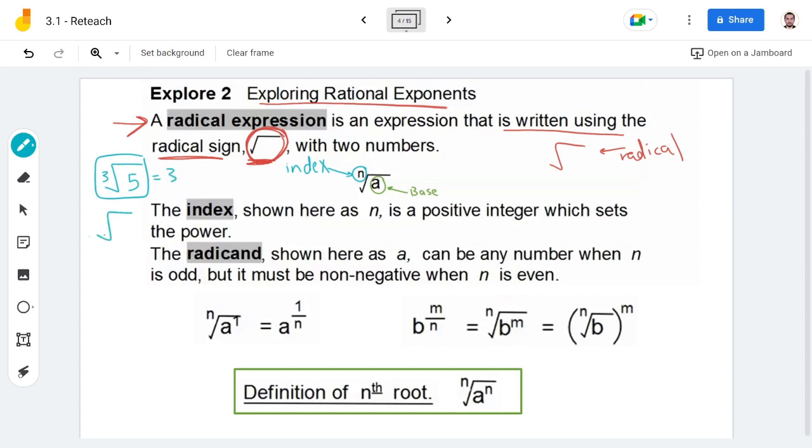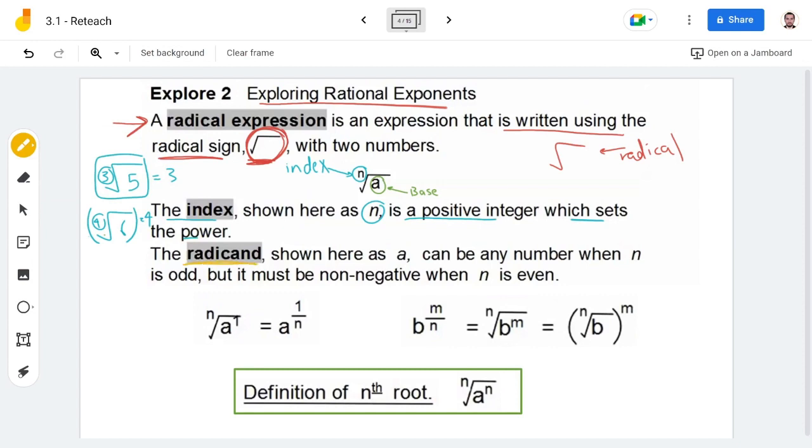What is the index for this question here? The index is 4. So the index is always the small number, or let's say the degree of the root. If we read here, the index, shown here as n, is a positive integer. Then we have here the radical.